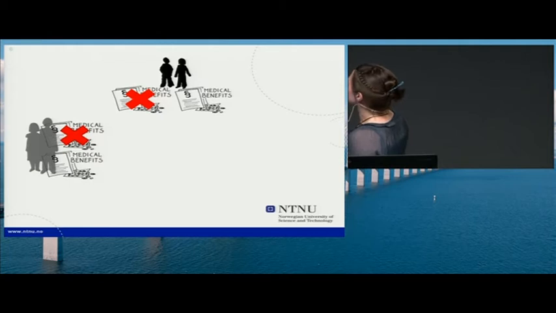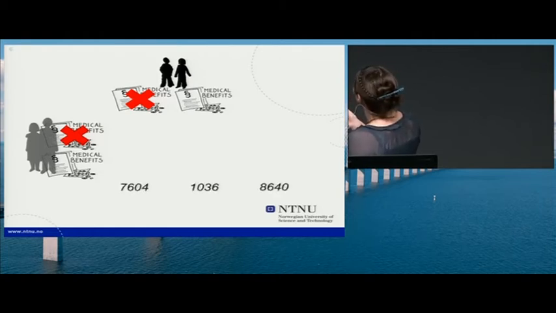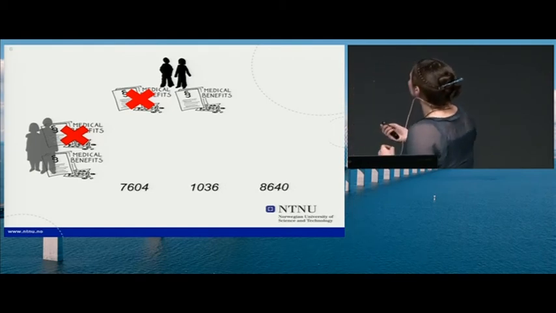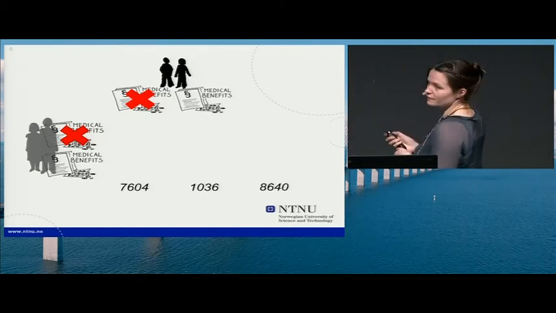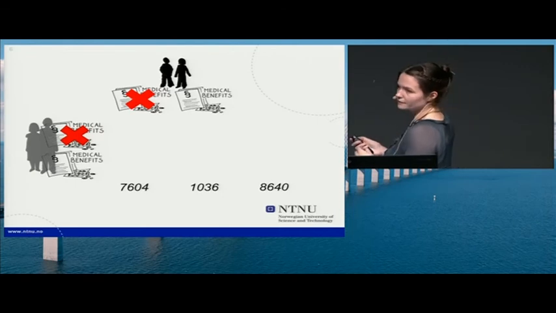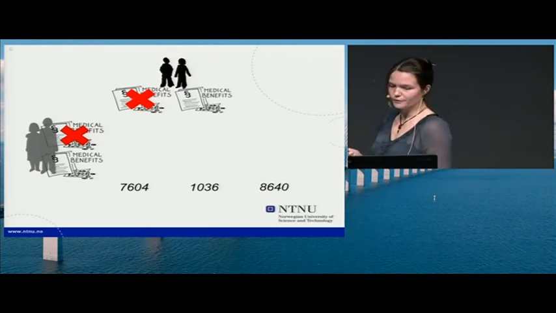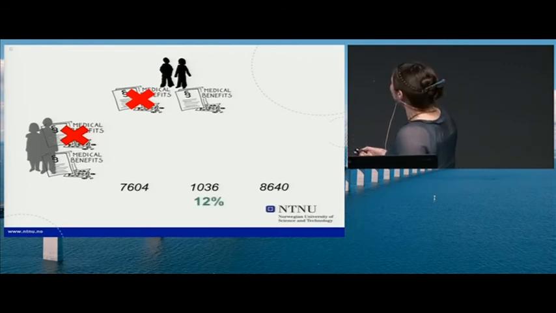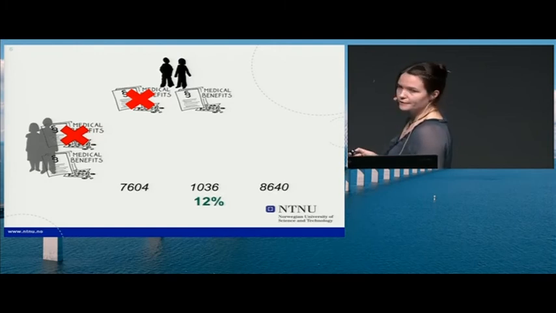Here you can see parents with no benefits and benefits. And here you see the adolescents with no benefits and benefits. And in the follow-up period, 1,036 of the adolescents received a benefit at some point of time. And that represented 12% of the total cohort.